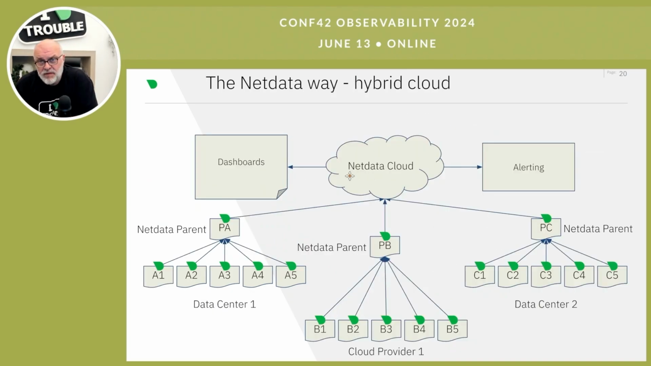And a hybrid setup looks like this. Here we have 2 data centers, data center 1, data center 2, and 1 cloud provider. This means that you can have parents at each data center, optional, but if you want, you can have them, and then use Netdata Cloud on top of all of them to have infrastructure-wide dashboards, even across different providers, different data centers.